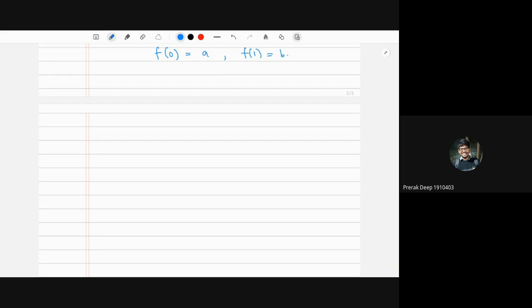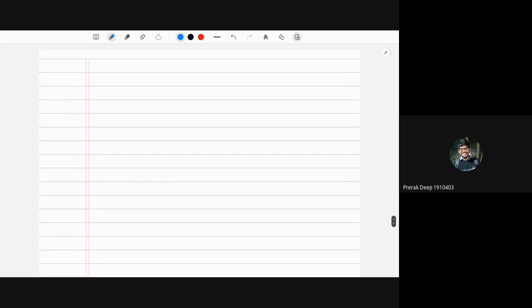Okay. Now let's move on to question number 2. Again, this question is about which of the following spaces are path connected.